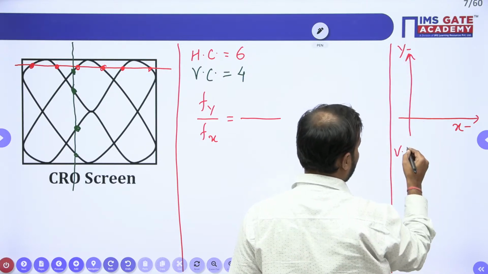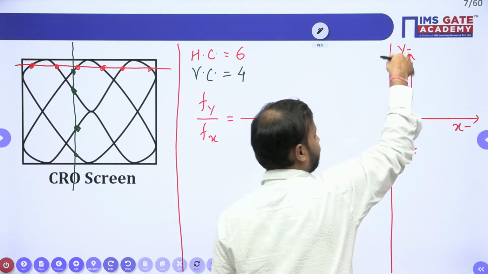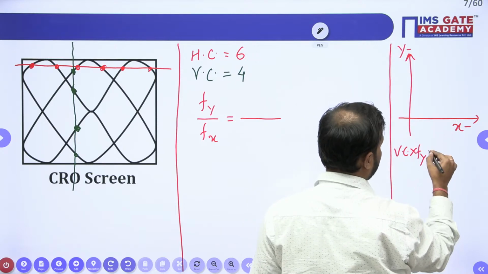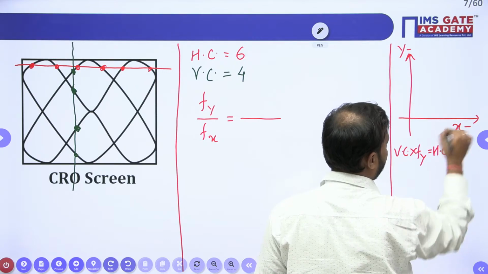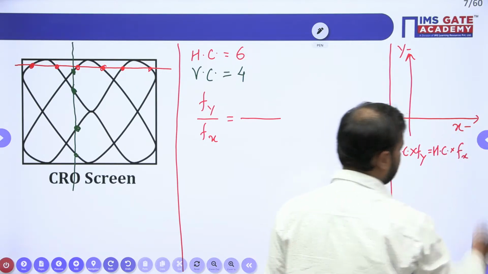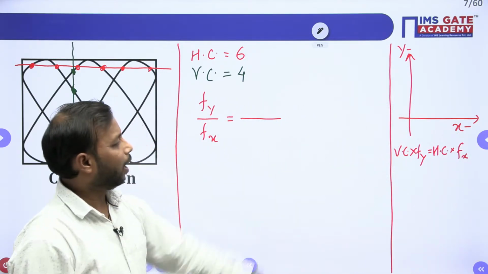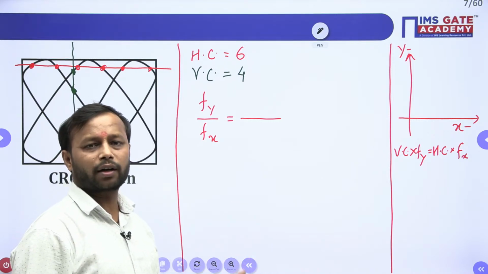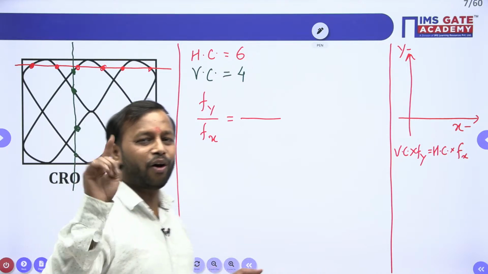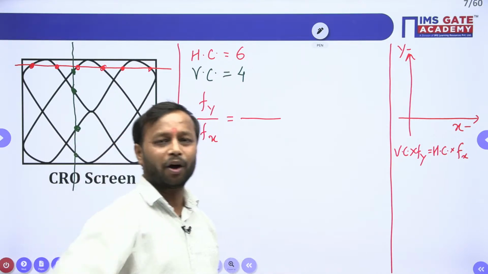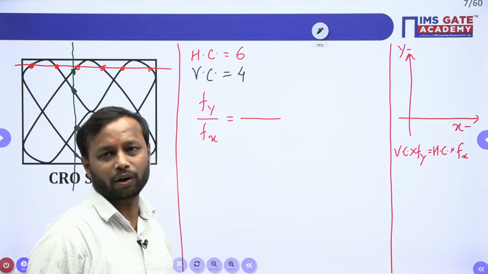Vertical cuts into y-axis. So Fy is equal to horizontal cuts into x. Any doubt in this? So this is the short trick in which you are going to remember this formula, and definitely from now onward you will not forget this shortcut or formula.